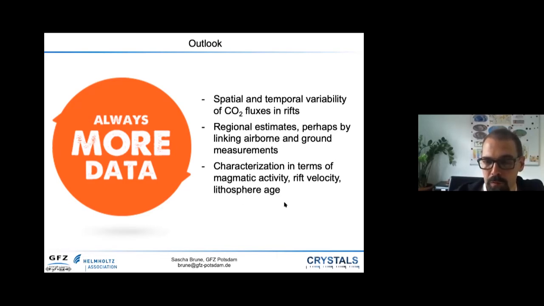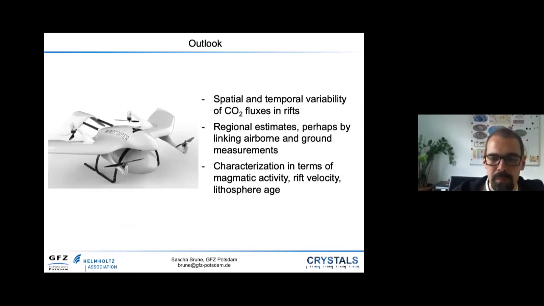And what would help in terms of deep time reconstruction is a better characterization of present day CO2 fluxes in terms of magmatic activity, of rift velocity, of lithospheric age. So things that we can identify also in reconstructions and parameterize, and then feed into the carbon cycle models. So this is one of the drones that we just acquired at GFZ very recently, and we are going to test whether it's possible to measure CO2 fluxes with micrometeorological techniques that come from a large area. And just measuring larger areas would be a huge help in quantifying total fluxes.